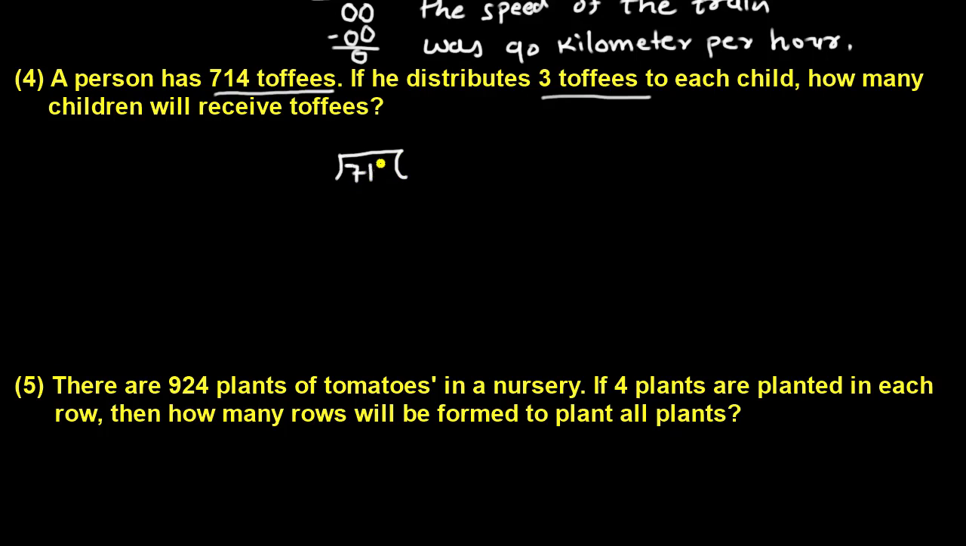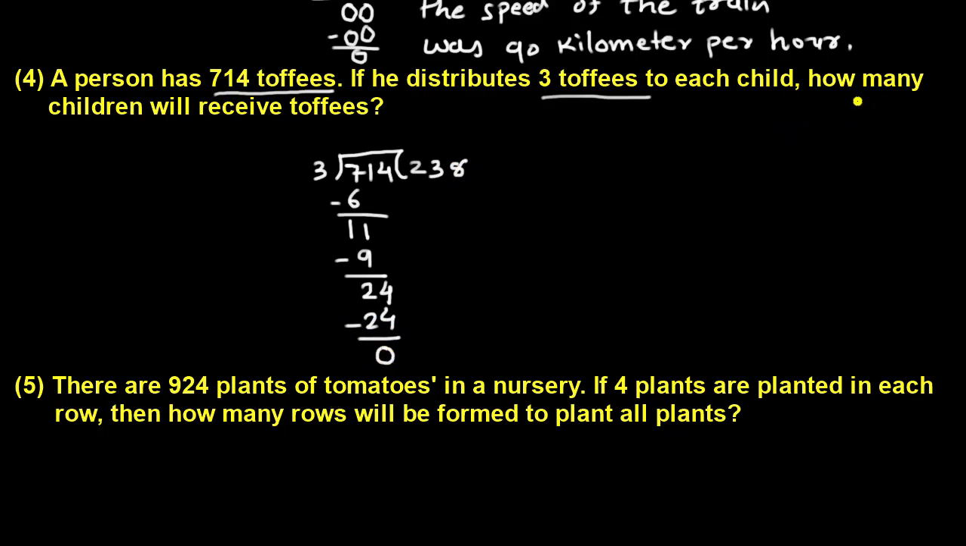So 714 divided by 3. First we want to divide this 7 by 3. 3 2s are 6. 7 minus 6 is 1. Bring this 1 down. Now we have 11. So 3 3s are 9. Subtract 9 from 11. We have 2. Bring this 4 down. So 24. And 3 8s are 24. So 24 minus 24 is 0.